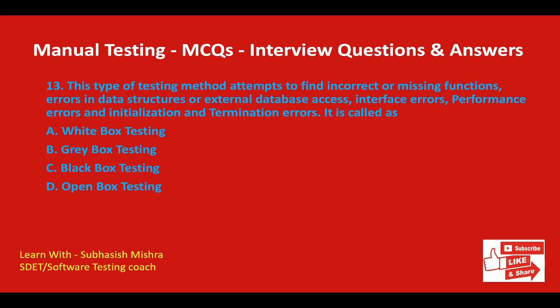This type of testing method attempts to find incorrect or missing functions, errors in data structures or external database access, interface errors, performance errors, and initialization and termination errors. The options are white box testing, grey box testing, black box testing, open box testing. Let's read it very carefully. The type of testing method attempts to find incorrect or missing functions, errors in data structures or external database access, interface errors, performance errors.